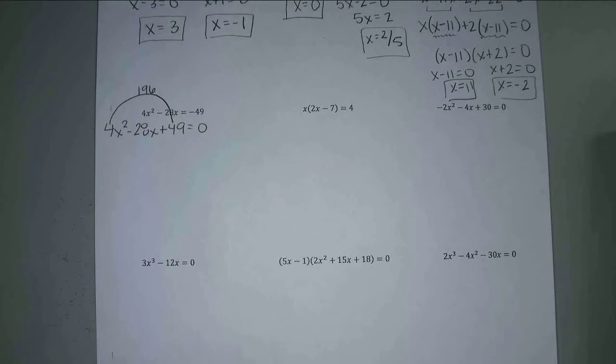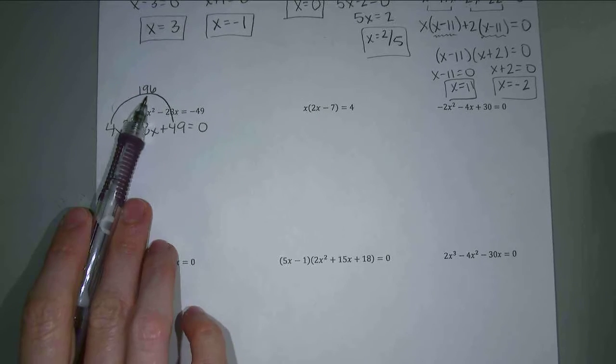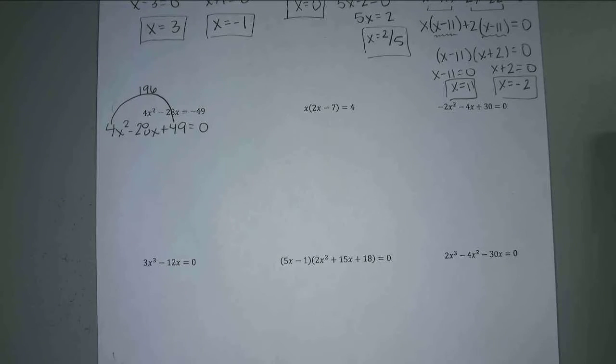I want to give you a little hint, and it doesn't always work, but do you notice that 4 and 49 are both perfect squares? Typically when you have two perfect squares, the square root of this is your answer. What's the square root of 196?